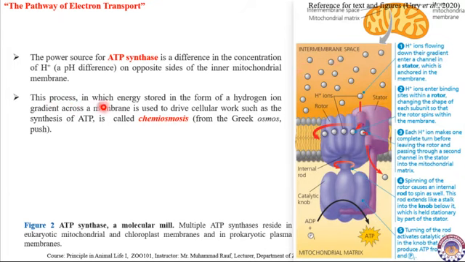This process, in which energy stored in the form of a hydrogen ion gradient across a membrane is used to drive cellular work, such as the synthesis of ATP, is called chemiosmosis. So this process is called chemiosmosis.